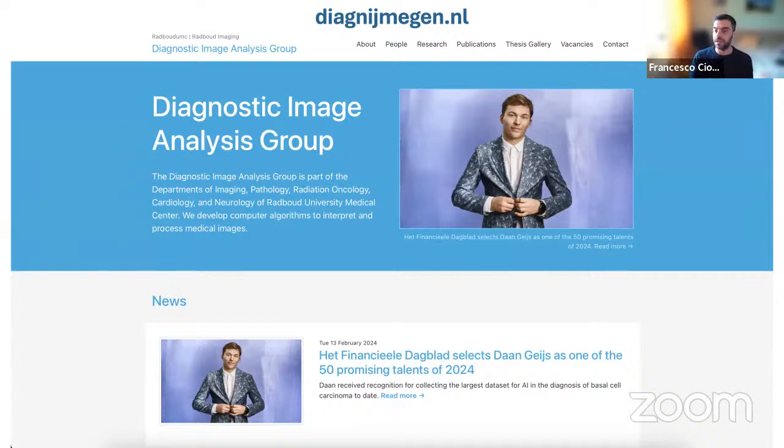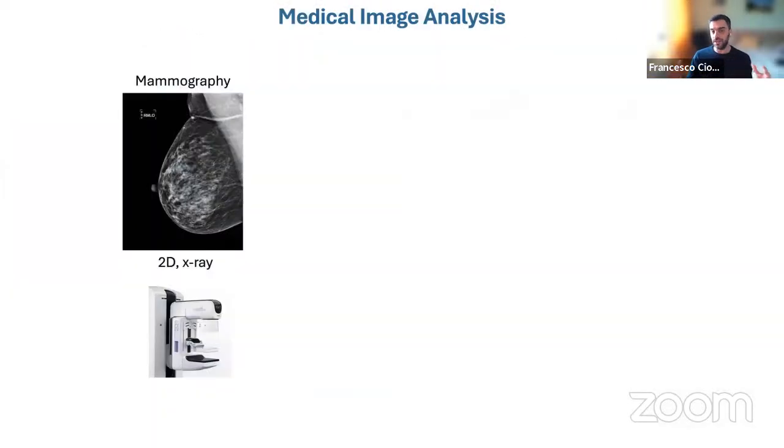And myself, I'm in the pathology department, but I'm part of the diagnostic image analysis group, and our pathology part we call the computational pathology group. So what do we do as DIAG? Well, we do medical image analysis, and we have always done it with machine learning, and in the last decade, essentially more and more with deep learning, and AI essentially is the umbrella term that covers all this discipline.